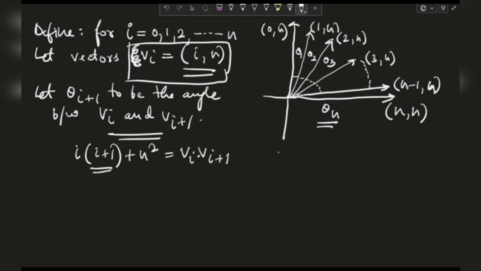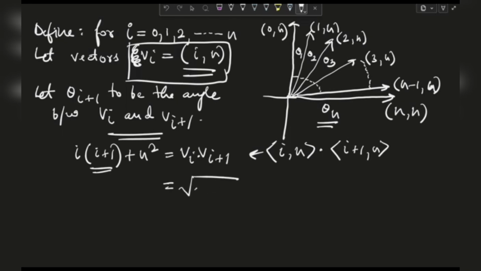If I want to explain this elaborately, you can say one vector is i comma n, another vector is i plus 1 comma n. So if we take the dot product, this is what you will have. I guess this was pretty obvious. So now I will try to manipulate this somewhat. This Vi and Vi plus 1, we are taking the dot product, and the dot product, as you know, is the modulus of the two vectors multiplied, and also multiplied by the cos of the angle in between them.